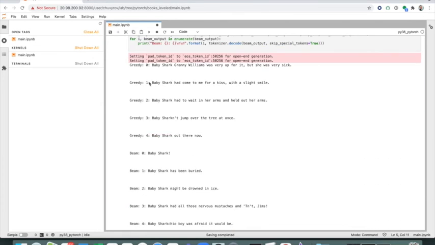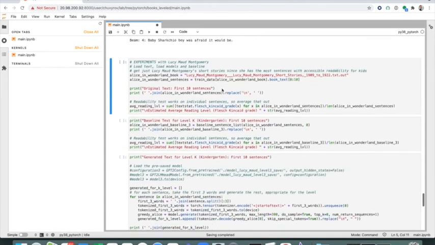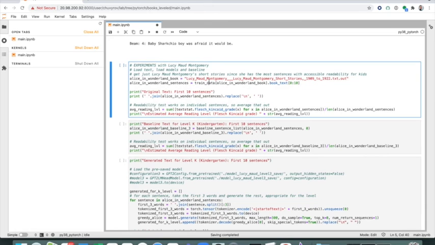So here we can see different sentences that the model is capable of. Baby shark has come to me for a kiss with a slight smile. That's probably my favorite out of the bunch. So next, let me just show you quickly what the real data that is being generated from the books that are contained in this dataset.